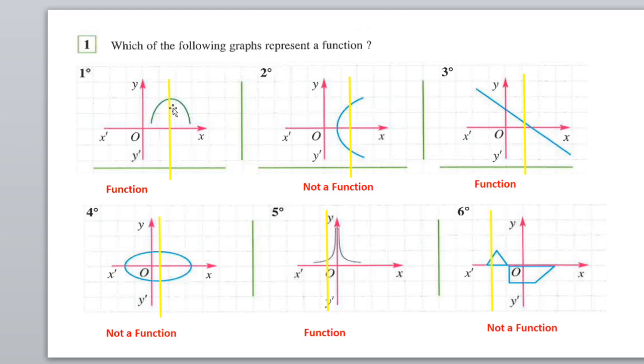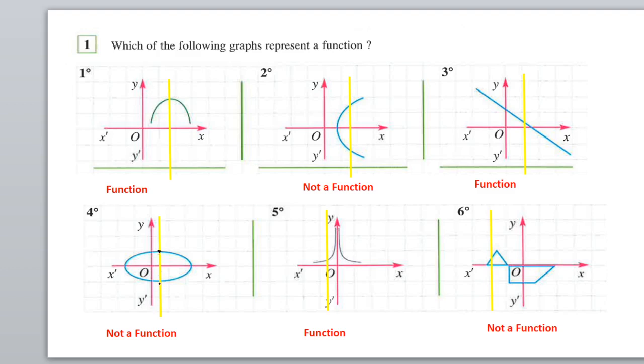Why? Because this yellow line that we saw is the vertical line that I draw to test if the graph is a function or not. So if it touches the curve in one point anywhere, it's a function. But if it touches the curve in 2 points in at least one place, it's not a function. As you see here, function, not function, and touch in 2 points.